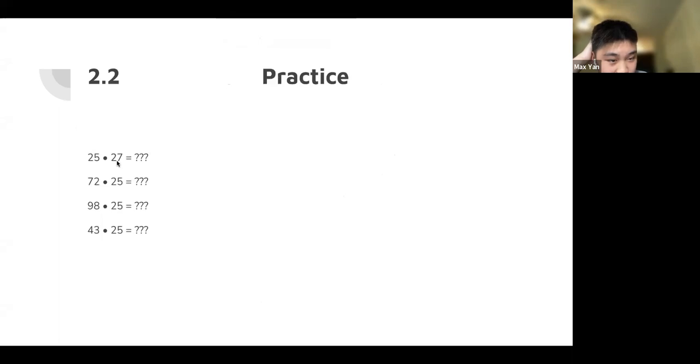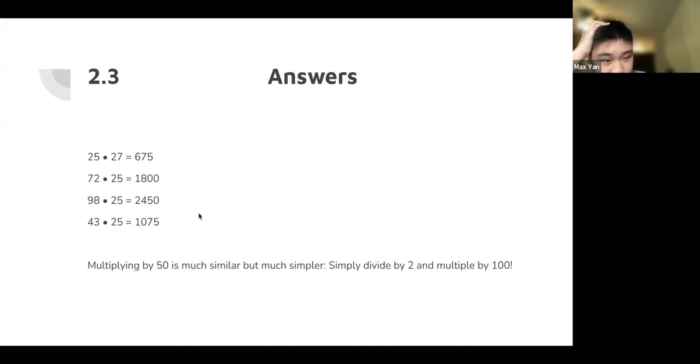So 25 times 27, you know that 27 divided by 4 is 6.75. And then you multiply that by 100 to get 675. 72 times 25, you know that 72 over 4 is 18. 18 times 100, 1800, and then that's what you do for the rest of them.